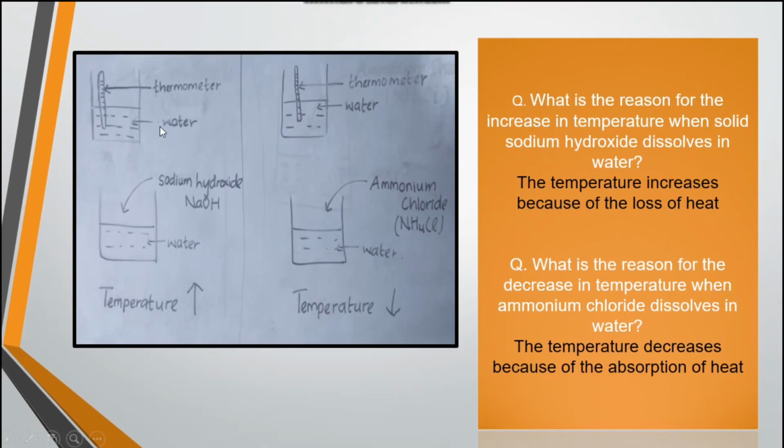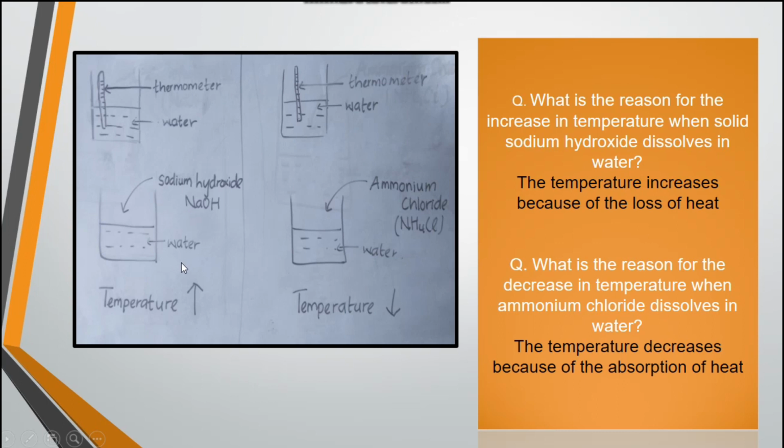This is how we do it. We take the 2 beakers and fill them about half full of water. Then, using a thermometer, we record the temperatures of these 2 systems. After that, to the first beaker we'll add some sodium hydroxide. To the second beaker we'll add some ammonium chloride.